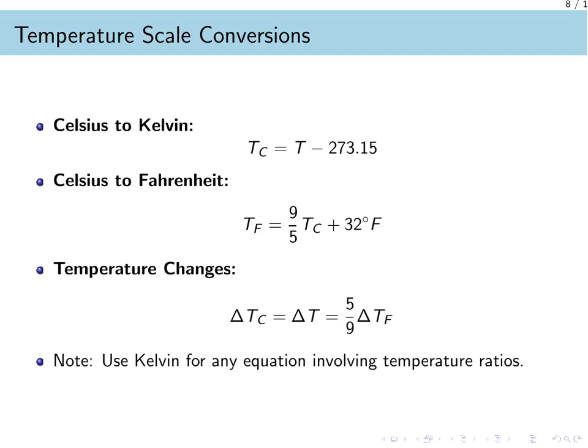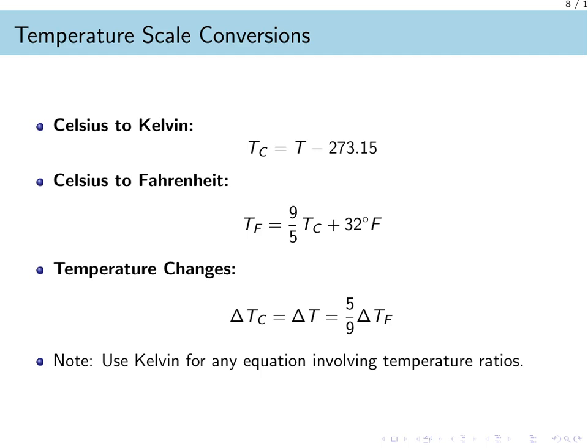To find the Celsius temperature from a Kelvin value, you subtract 273.15. To convert from Celsius to Fahrenheit, you multiply the Celsius temperature by 9/5 and then add 32. When looking at temperature changes, a change of 1 degree Celsius is exactly equal to a change of 1 Kelvin, and both are equal to 5/9 of a change in degrees Fahrenheit.